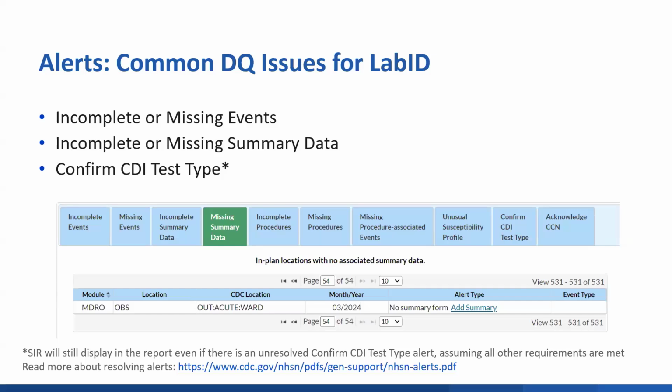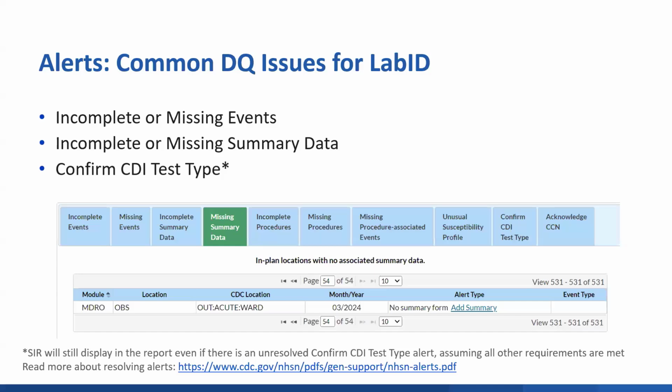The next alert that's pretty common is incomplete or missing summary data. Summary data is required for LabID reporting in order to generate an SIR, so that has to be complete for the quarter, for the months in the quarter that you're trying to get an SIR for. So you'll get an alert if that is missing.